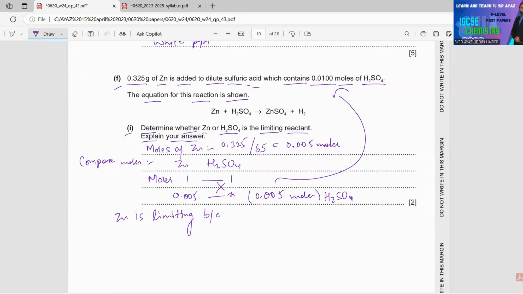because moles of H2SO4 higher than moles of Zn.